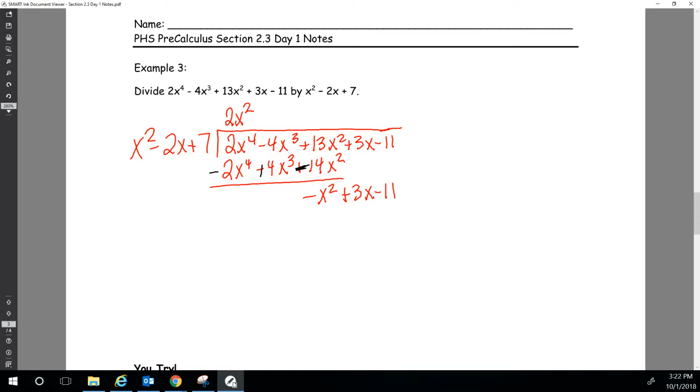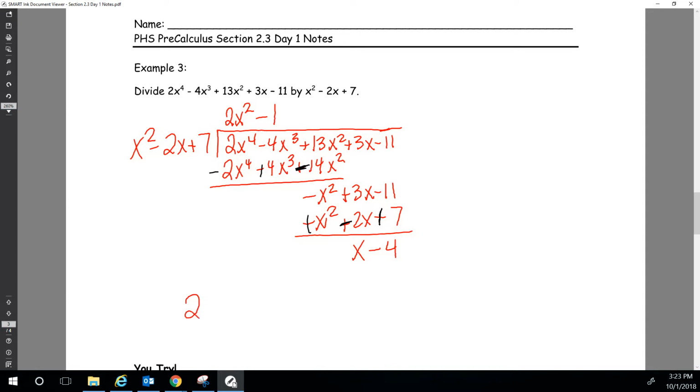So what times x squared would give me negative x squared? That would be negative 1. So negative x squared minus a minus 2x is plus 2x minus 7. And then we change our signs. So 3 minus 2 would be x. Negative 11 plus 7 would be minus 4.